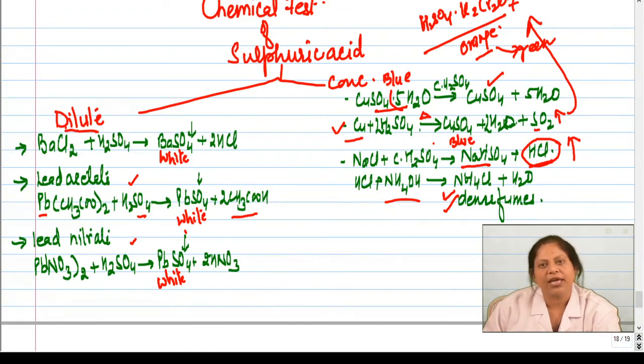Also, if you take any chloride salt with concentrated sulfuric acid, you will get HCl, and by bringing ammonium hydroxide near the mouth of the test tube, you will get dense white fumes. So this will also confirm the acid is concentrated, right? So these are the tests which will confirm the acid is sulfuric acid.